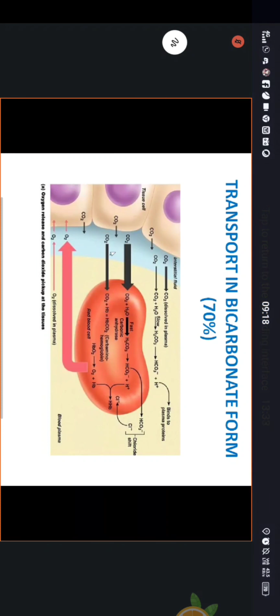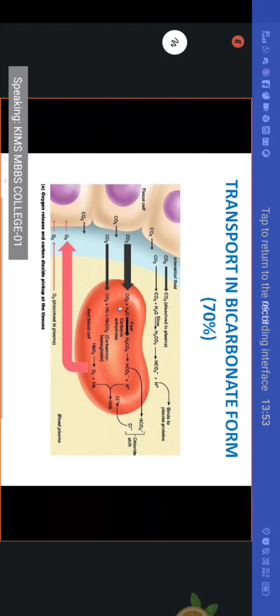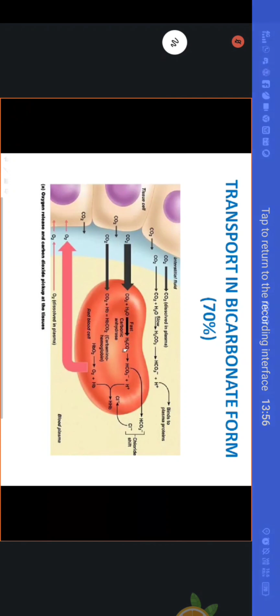Whereas in bicarbonate form, what will happen? At the tissue level, CO2 enters the RBC. With the help of carbonic anhydrase, an enzyme present in RBC, it combines with water and forms carbonic acid, H2CO3. But it is an unstable product, so it will lyse into HCO3 minus, bicarbonate ion, plus H plus ion. So by this reaction of carbonic anhydrase, it releases bicarbonate ion and H plus ion.